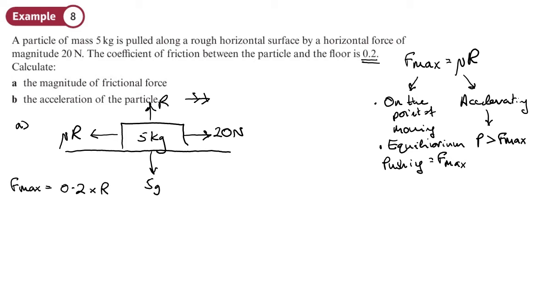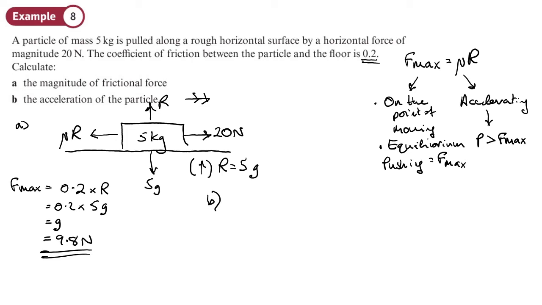Now, if I actually look at the forces going vertically, I have R equals mg. They're the only forces going in that direction. So Fmax equals 0.2 times 5g. So Fmax is just g, or you could just say 9.8 newtons. Part B.